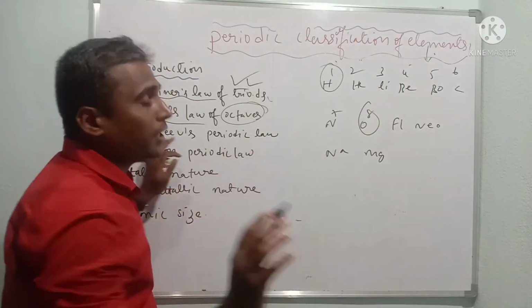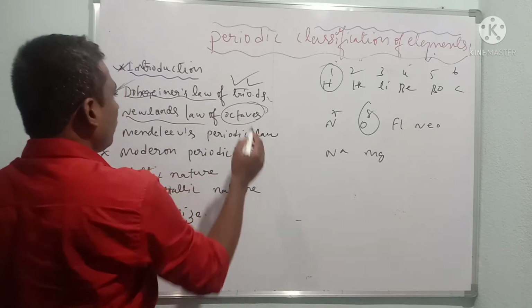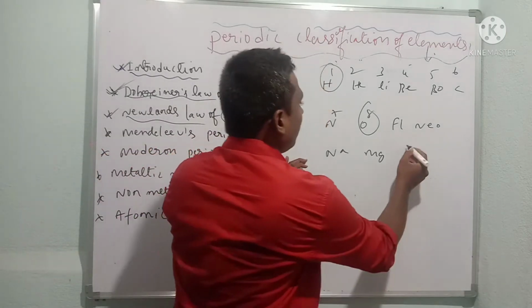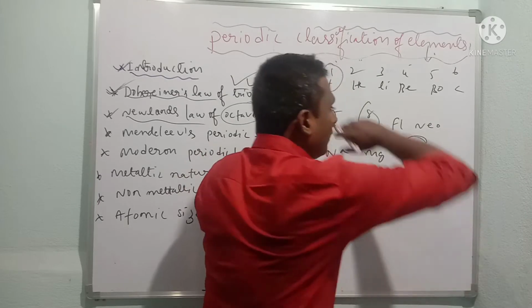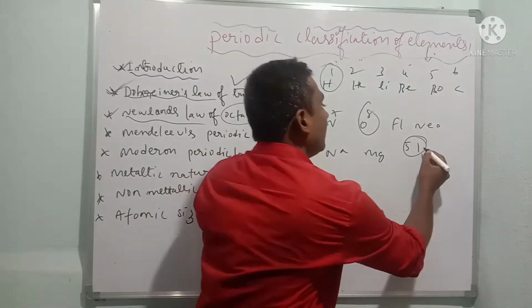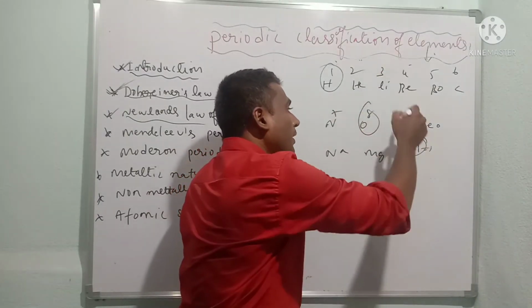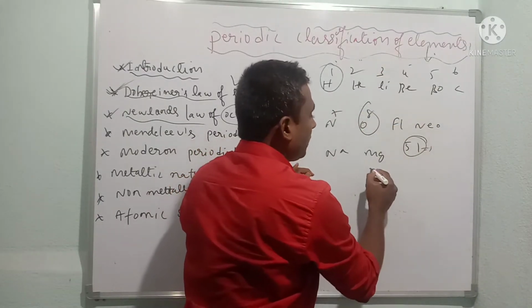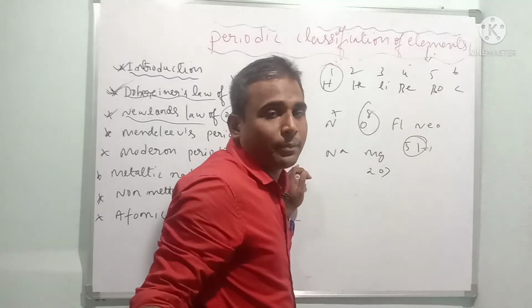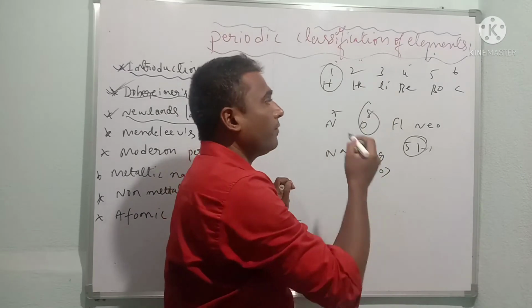It told just 30 elements are present. Next, Newland's has come, and he told that we can find 51 elements. By using this property, Newland explained 51 elements. And this is applicable only till calcium, children. After calcium, atomic number 20, this law fails. These are the drawbacks of Newland's.